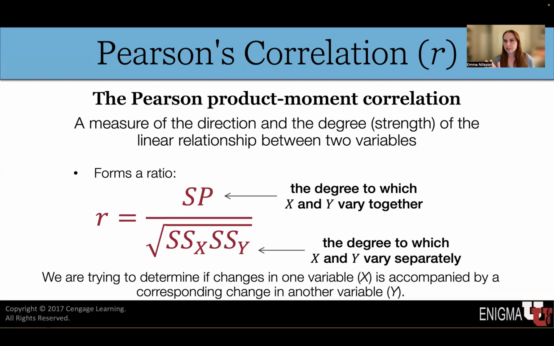We can only use Pearson's R when we have a linear relationship. That'll be important later. What Pearson's R does is form a ratio that compares the degree to which X and Y vary together, which we figure out by the sum of the products, to the degree to which X and Y vary separately, which we find out by computing the sum of the squares for the scores of each variable. I'll show you how to do that in a second. Basically, we're trying to determine if changes in one variable are accompanied by a corresponding change in another variable.